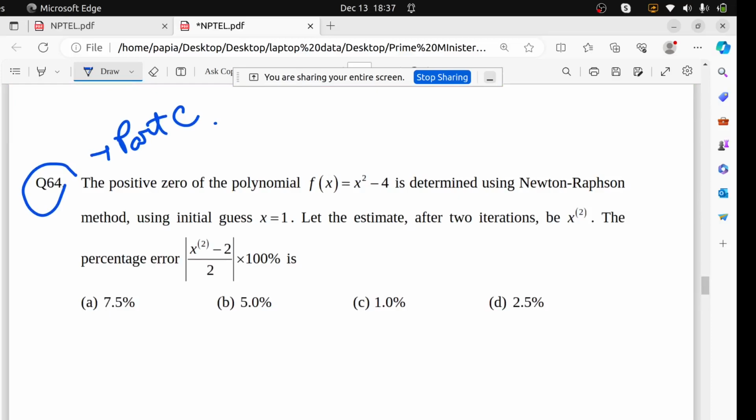So let me write that one. Whatever is given, f(x) is x square minus 4. So now something is there.